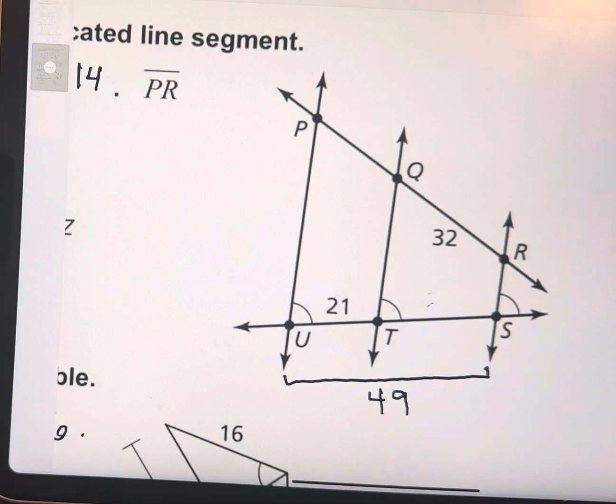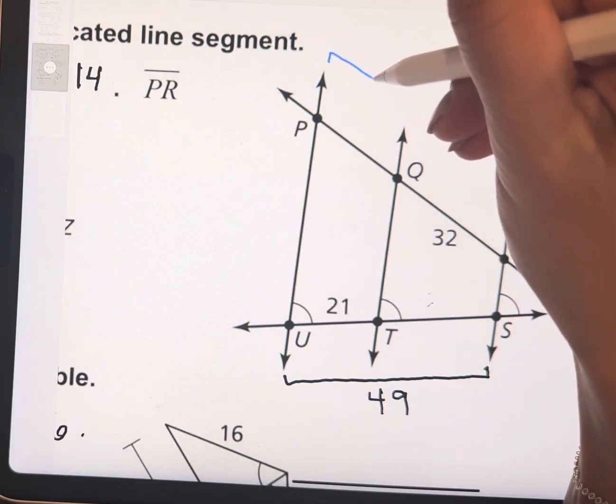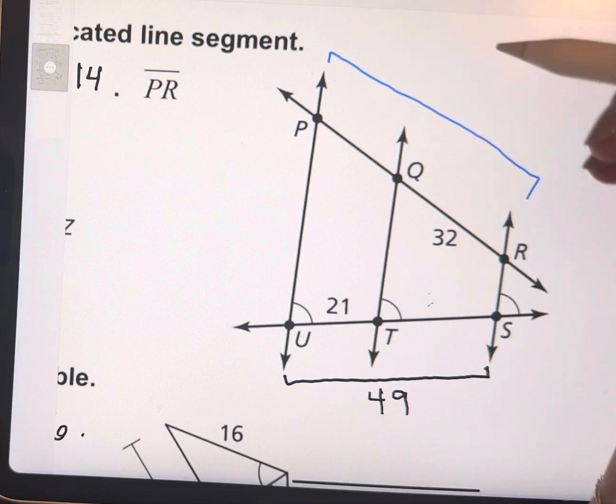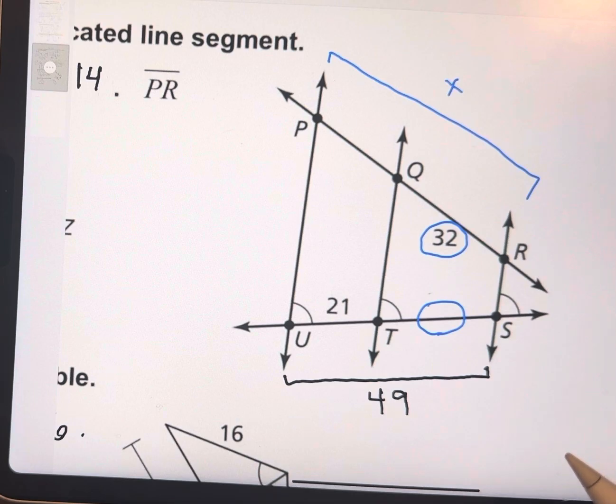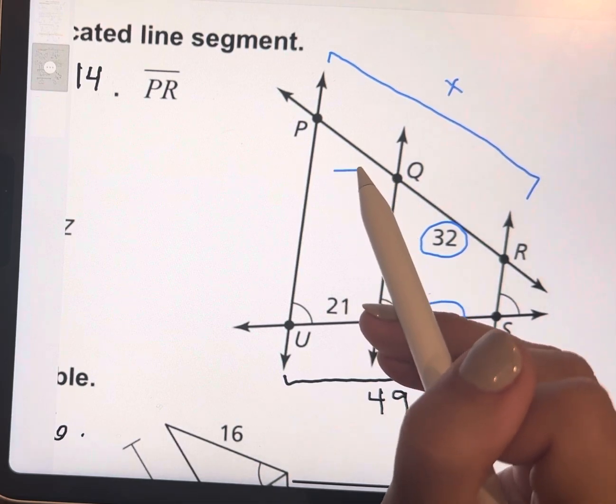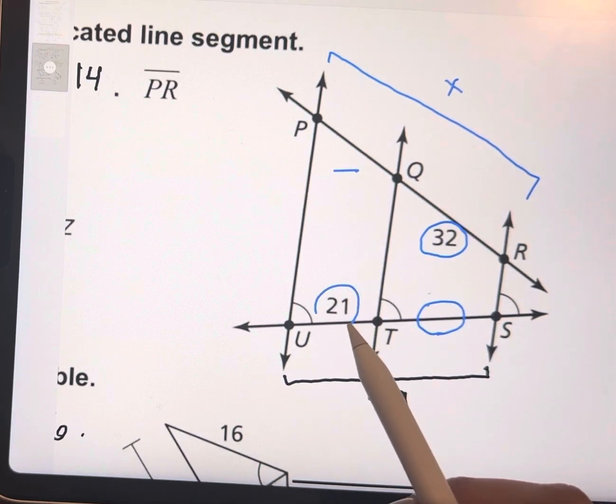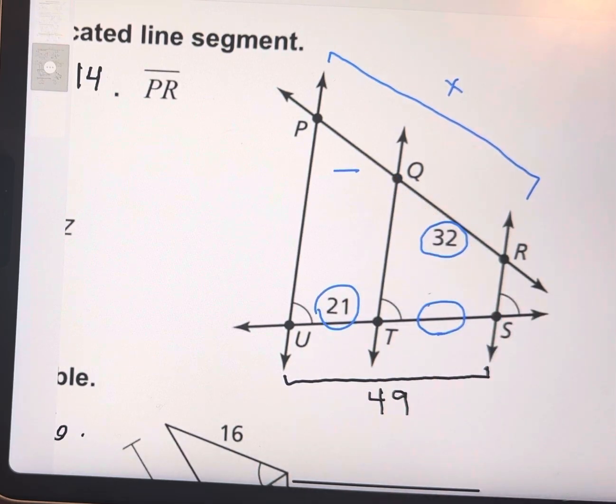We can, again, just put these guys over each other and make fractions, right? So PR is what they want to know. That's x. Okay, so here's the thing. We can put 32 over whatever this is, and then put this guy over this guy. So we've got a couple of things missing here.